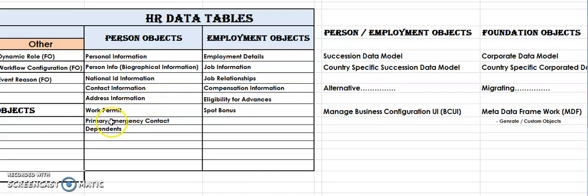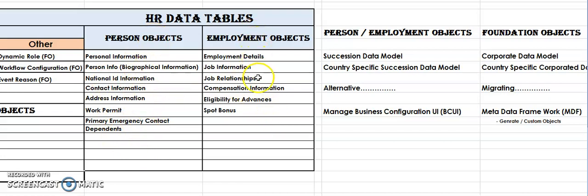And work permit, primary emergency contact number, dependents. All this information related to the employee is captured in the work permit, primary emergency contact, and dependents portlets. So these all come under the person objects.